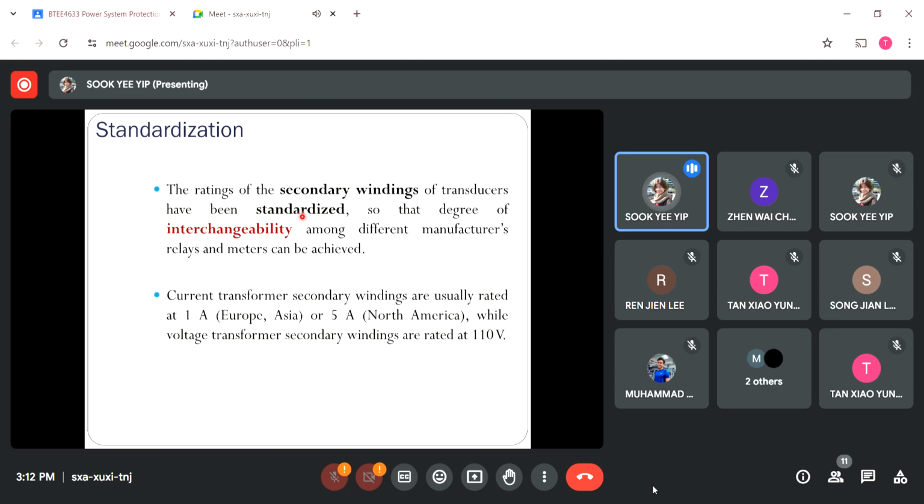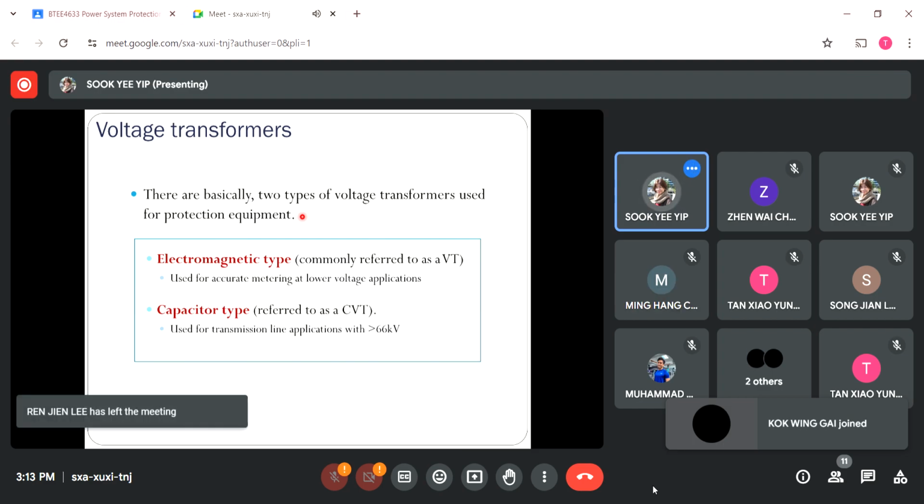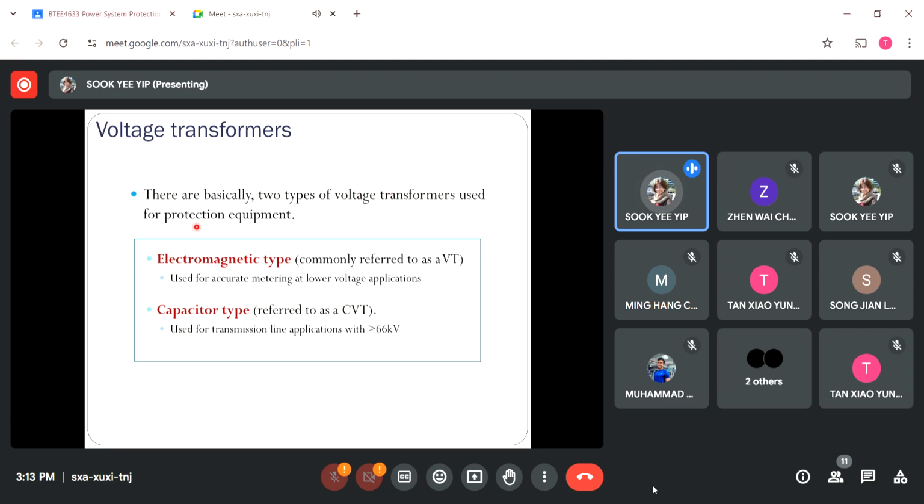Okay, so now let's see here. We want to understand the voltage transformer in much more detail, so let's dive into this slide. As mentioned in the earlier class, we have two types of voltage transformer that can be used for protecting equipment. The first one is known as the electromagnetic type of voltage transformer. In short, we will refer to it as VT.